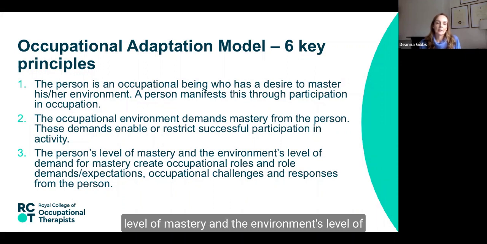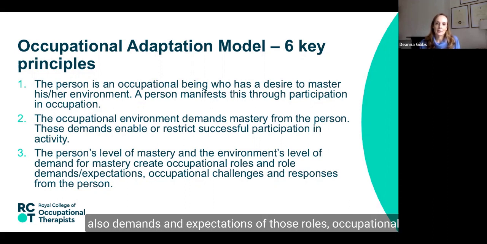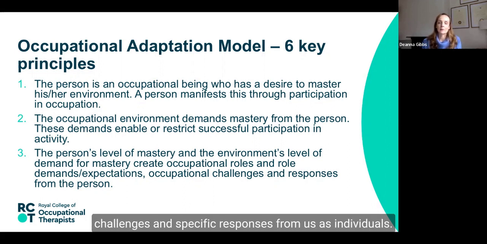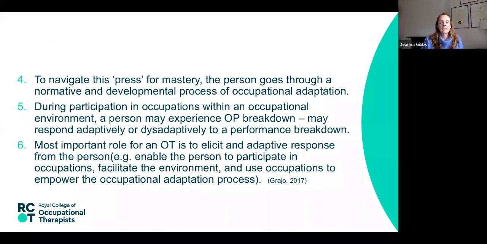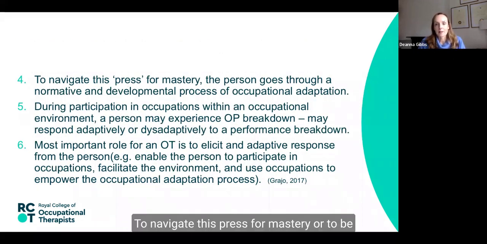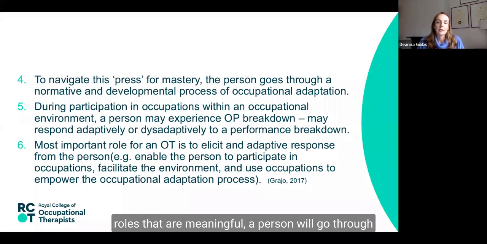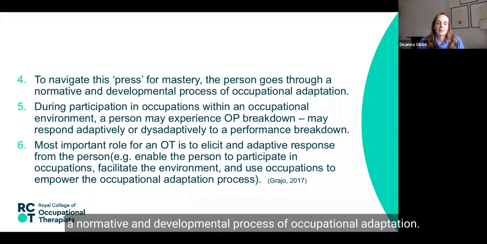And our level of mastery and the environment's level of demand for mastery creates both occupational roles, but also demands and expectations of those roles, occupational challenges, and specific responses from us as individuals. To navigate this press for mastery, or to be able to acquire the type of occupational activities and roles that are meaningful, a person will go through a normative and developmental process of occupational adaptation.